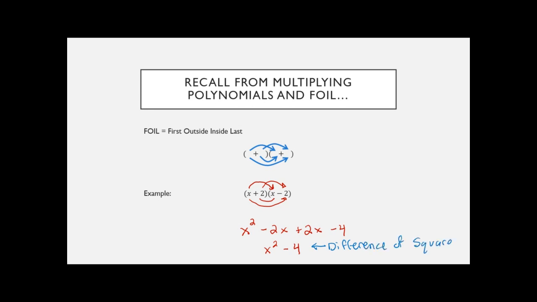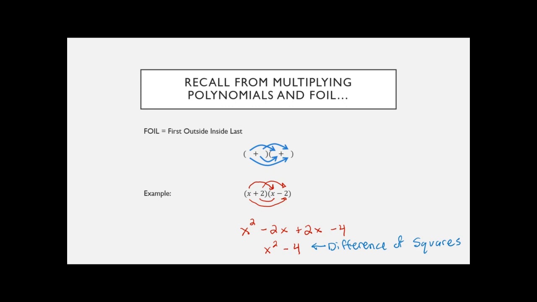So difference means we've got subtraction going on. And then we actually have two things that are squared. So we have x squared, but we also have 4, which is 2 squared. So we have two squared things that are subtracted. And so that's the difference of squares.